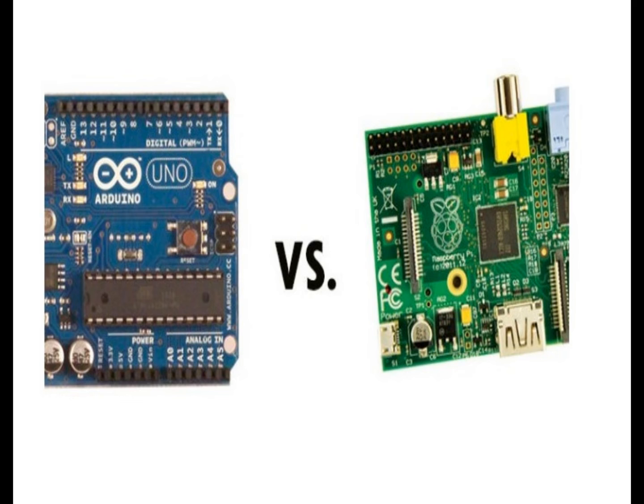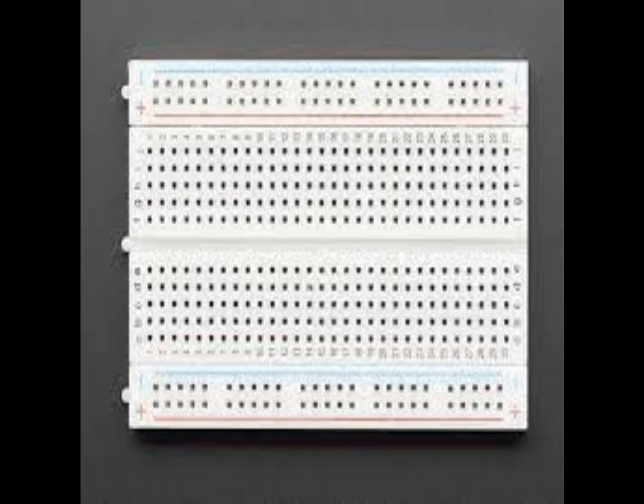That concludes our discussion on microcontrollers. Now, let's focus on the other essential parts of a traditional Internet of Things circuit. What does the microcontroller connect to? Read on to find out. One crucial component is the breadboard, the bread and butter of DIY electronics.